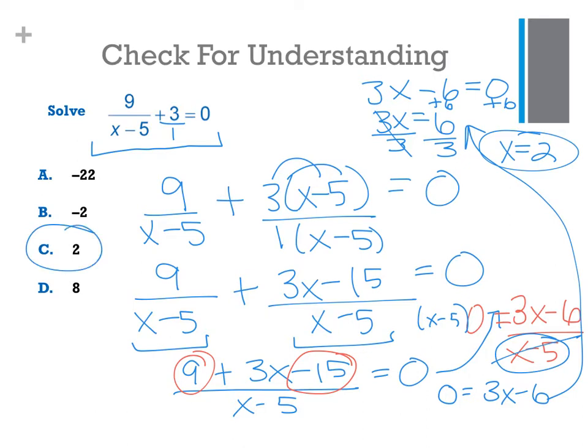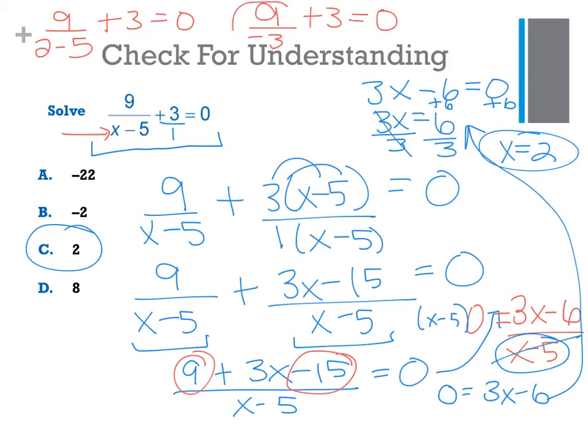And obviously you could check your solution by going in here and substituting 2 for x. So if I take 9 over 2 minus 5 plus 3 should give me 0. So 9 over 2 minus 5 is negative 3. 9 divided by negative 3 plus 3 should equal 0. 9 divided by negative 3 is negative 3. And negative 3 plus 3 gives me 0. So my solution checks out.